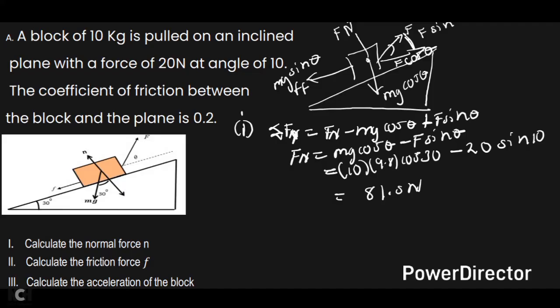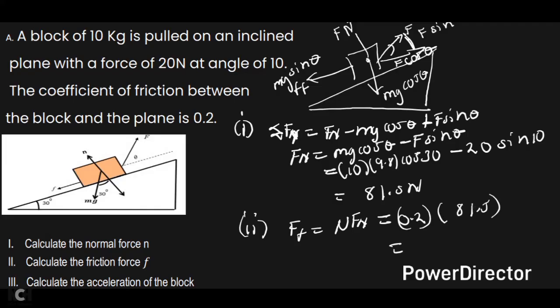Then the next question says calculate the friction force. Remember that the friction force is μ times the normal force. What's the μ here in this situation? The μ here is 0.2. What's the normal force? That's 81.5. Then the answer will be 16.3. 16.3 what? Newtons.